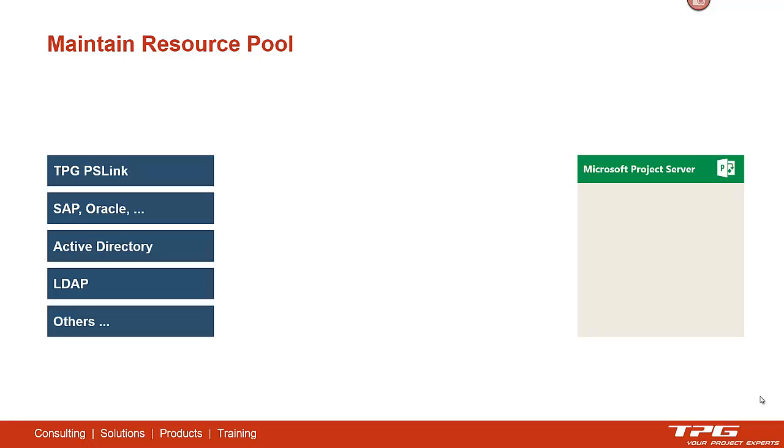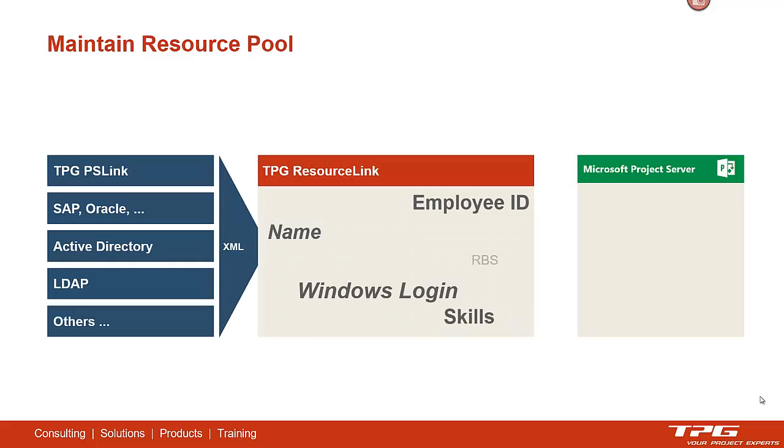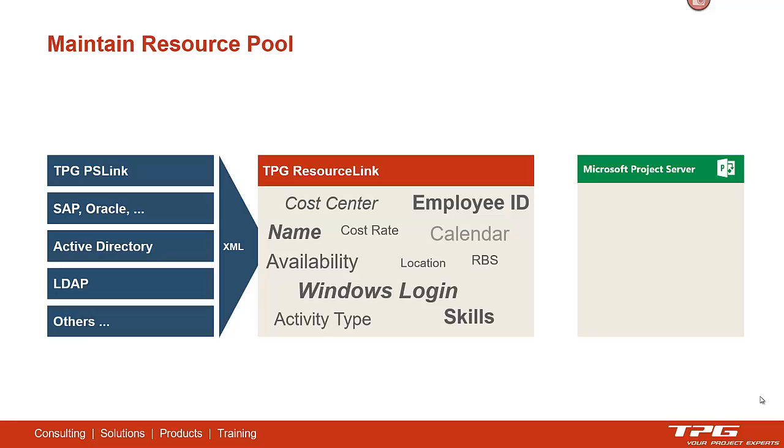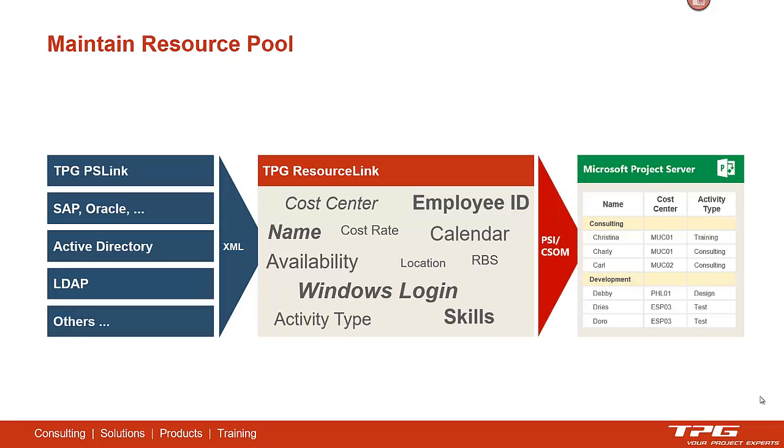Usually we have a system in place, which can be SAP, Oracle, Active Directory, LDAP, or other systems, where we get all the necessary resource information from, which we then deliver into Project Server and set up the resource pool by using a tool called Resource Link, which is interface software created to automatically maintain the resource pool in Project Server, and not do this work a second time, which is already done in another system.